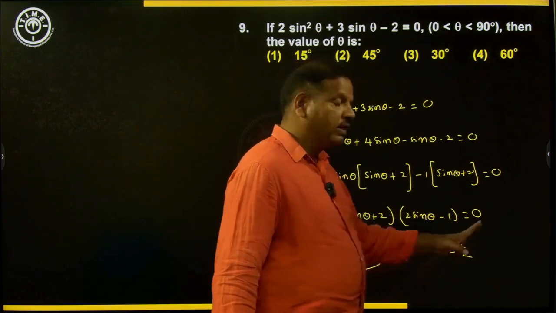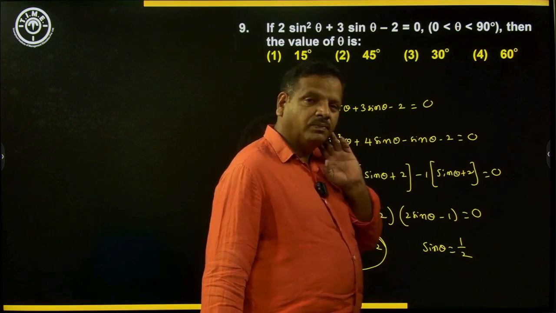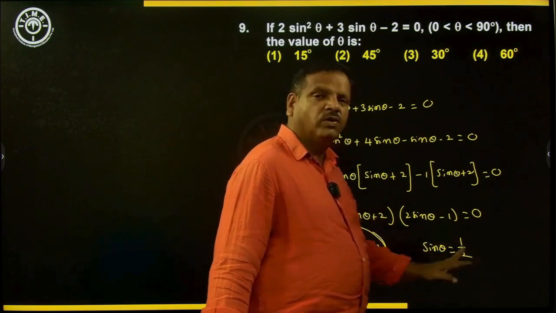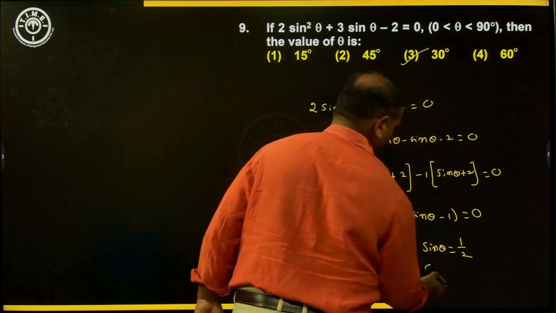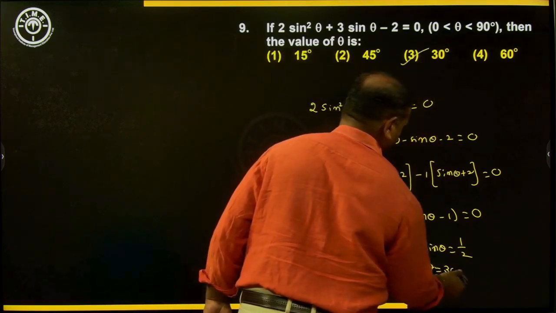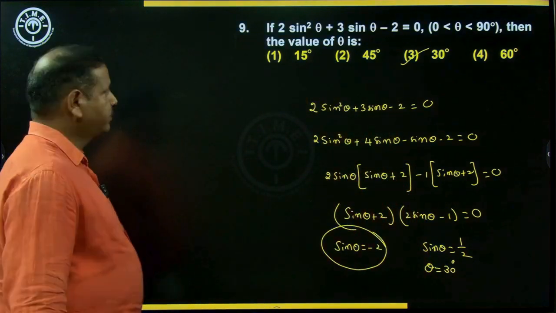For what value of theta is sin 1 by 2? Sin 30, yes or no? Sin 30 is 1 by 2, 30 degrees. So, which is the third option? Theta is equal to 30 degrees. Sin 30 is 1 by 2. That's why theta equal to 30 degrees is the answer.